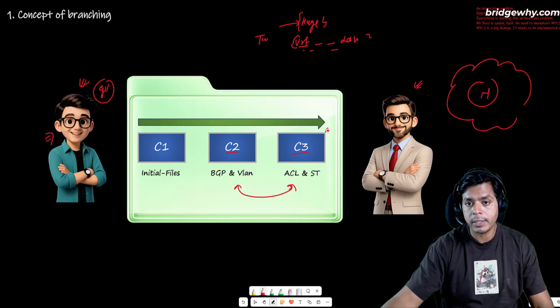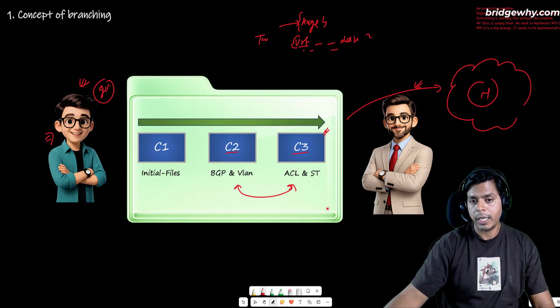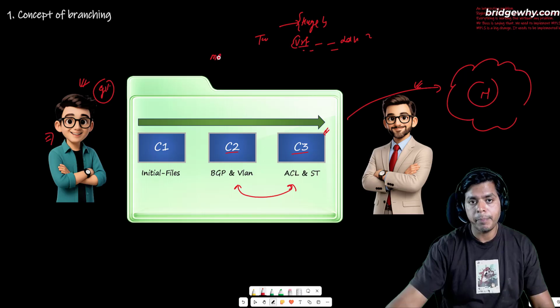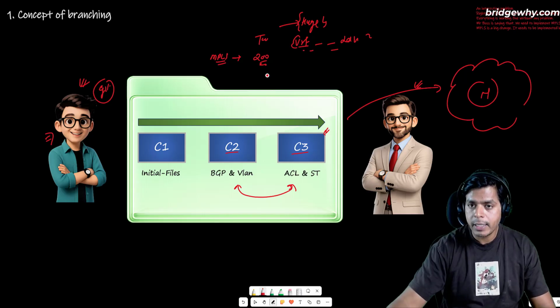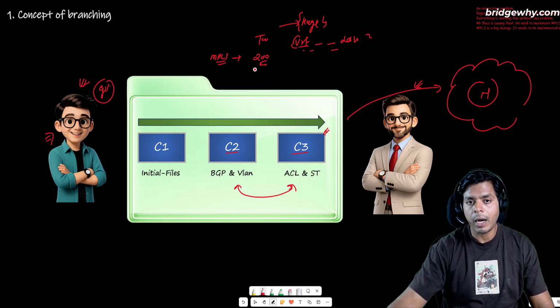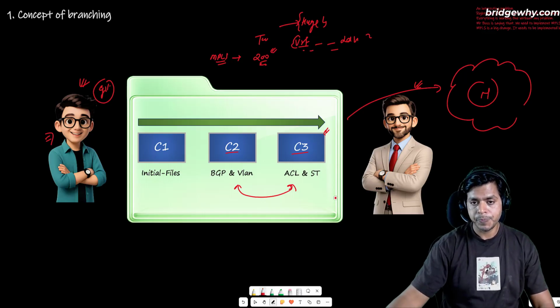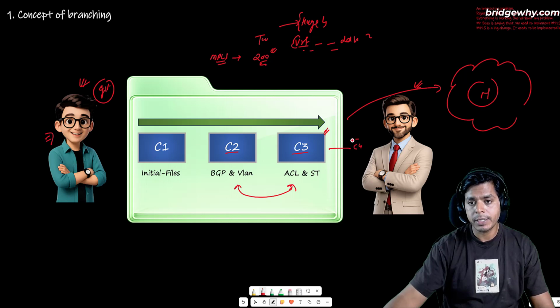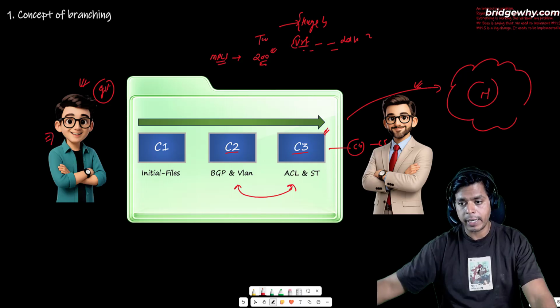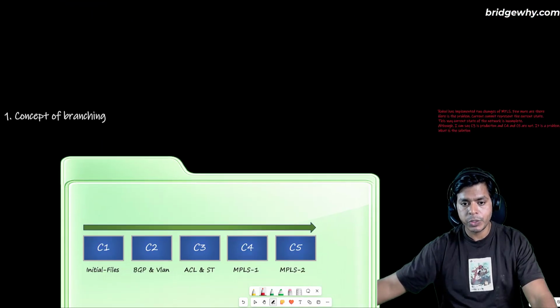Right now, C3 is representing the current permanent stable state of his network, right? And suppose he wants to introduce MPLS, and MPLS changes are maybe say 200 lines. He wants to test them also. He can't do all the changes in one go. Maybe he can do one more commit, which is say C4, then C5, right? And this is exactly what I am showing you in the next board.